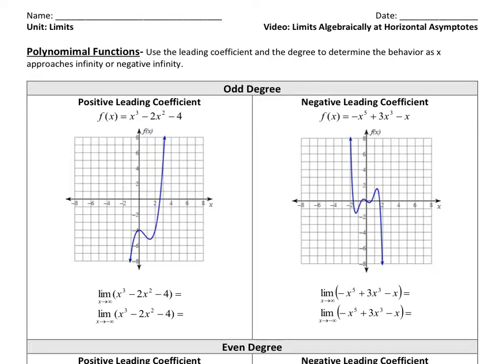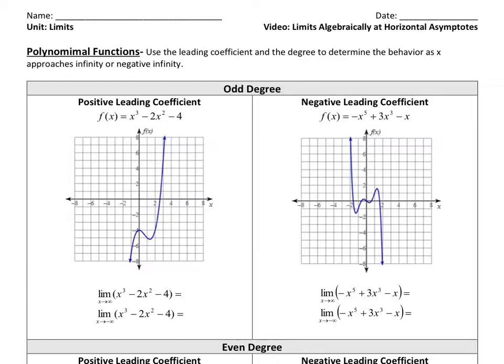Hi everyone, in today's lesson we're going to talk about how to find limits algebraically that form horizontal asymptotes. So if I have a polynomial function, we're going to use the leading coefficient and the degree to determine the behavior as x approaches infinity or negative infinity. So if I have a positive leading coefficient, do you see here the number in front is a 1, and I have an odd degree, my power is 3. We know it resembles cubic behavior.